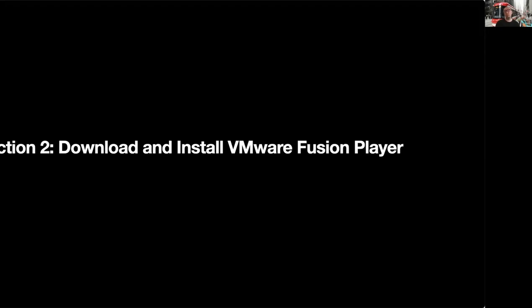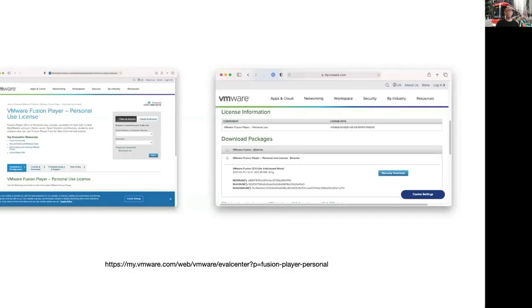What you will need to do is download and install Fusion Player. The link to get the Fusion Player is provided here. You also need a VMware account. All you need is your personal email address to create the VMware account. If you're working with an organization that is a customer of VMware, you will be able to create a VMware account by providing the customer number. But for this guide, you could just create one with your email address.